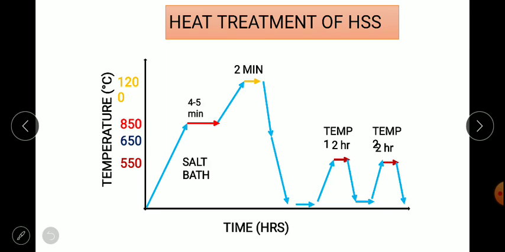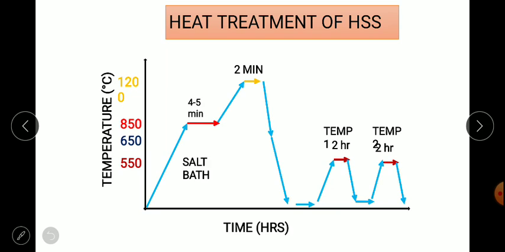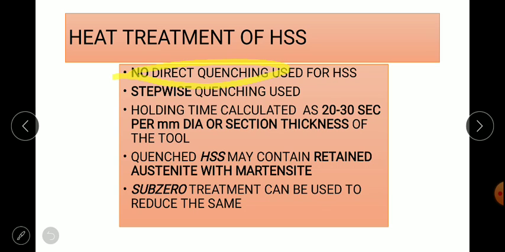Next one is heat treatment of high speed steel. High speed steel is specifically used for cutting operations. So heat treatment of this type of steel is usually followed in steps. Initially it is heated and then it is cooled at some stages by providing some holding temperature, and then reheated, that is stage quenching we can call it. No direct quenching is followed, stepwise quench is to be followed for this, and holding time will be 20 to 30 seconds per millimeter of diameter or section of this type of steel.